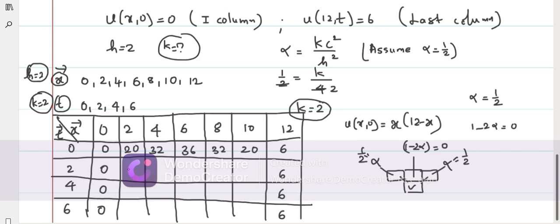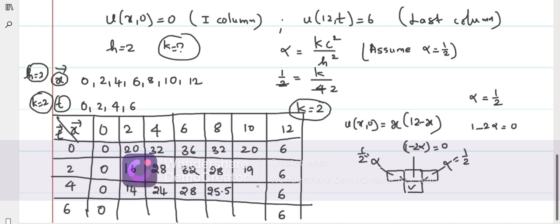Now I need to find this value. So 0 plus 32 divided by 2. What is that? 16. Average. 20 plus 36, 56. 56 divided by 2 is 28. And 32 plus 32 divided by 2, 32, and 36 plus 20, 56. 56 divided by 2 is 28. 32 plus 6, 38. 38 divided by 2, and here 0 plus 28 divided by 2, 14. 16 plus 32, 48. 48 divided by 2, and 28 plus 28 divided by 2, 32 plus 19, which is 25.5.